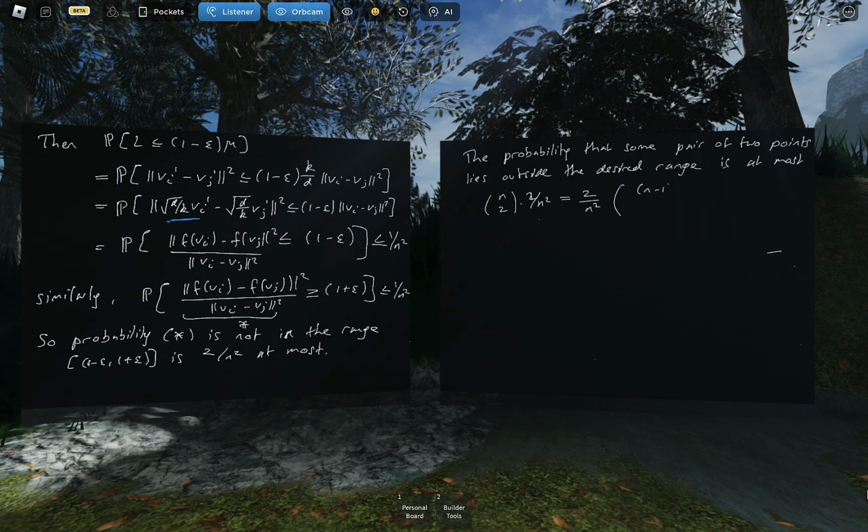And then n choose 2 can be expressed as n minus 1 n on 2. So this is 1 minus 1 on n. This can be thought of as the lower bound on the desired probability of what we want. So this is the worst case scenario, that the probability that you pick 2 points and they lie in the range you want is going to be this number here. If n is very large, say like 1,000, then there's a very good chance that the 2 points you picked will be inside the desired range, because it will be very close to 1.